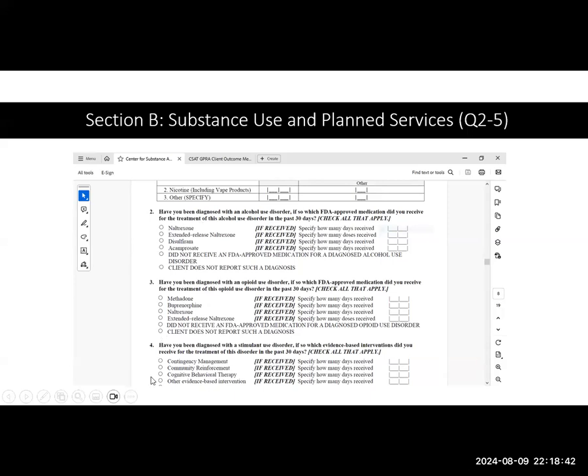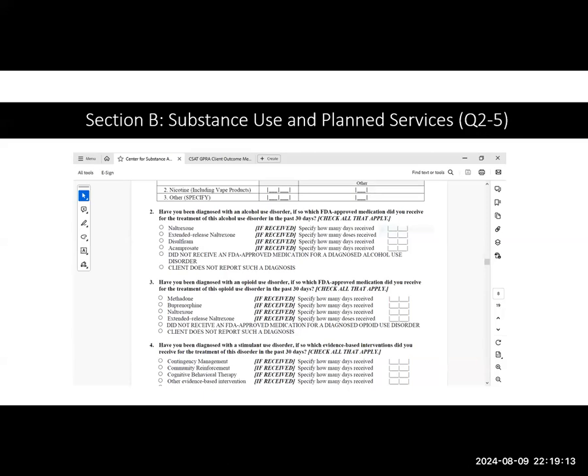And for all of these questions, if the answer is yes, you'll need to ask about which FDA medications the client received prior to treatment, meaning before baseline or intake, and at follow-up and discharge by the grantee directly. If the client reports a diagnosis, read the 4 different medication types associated with each diagnosis for each question, such as alcohol use disorder, and indicate the client's response for which ones were received in the past 30 days.